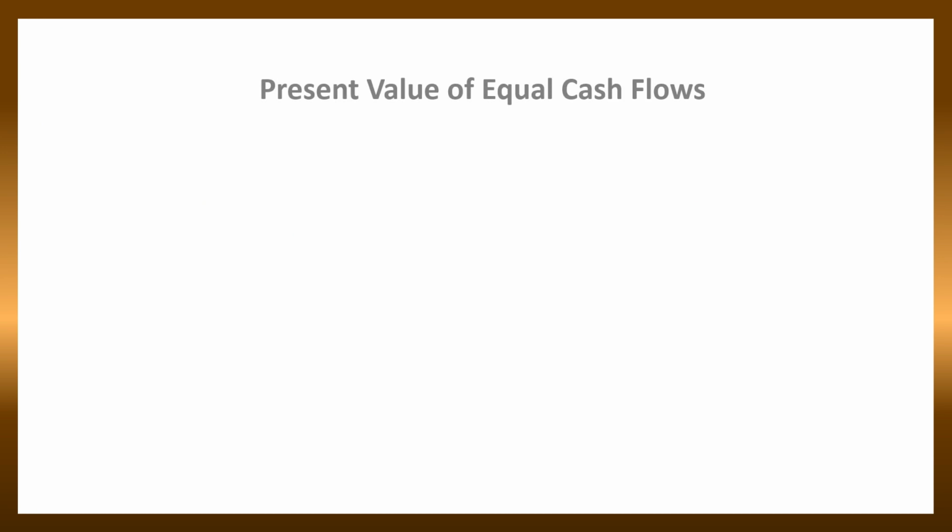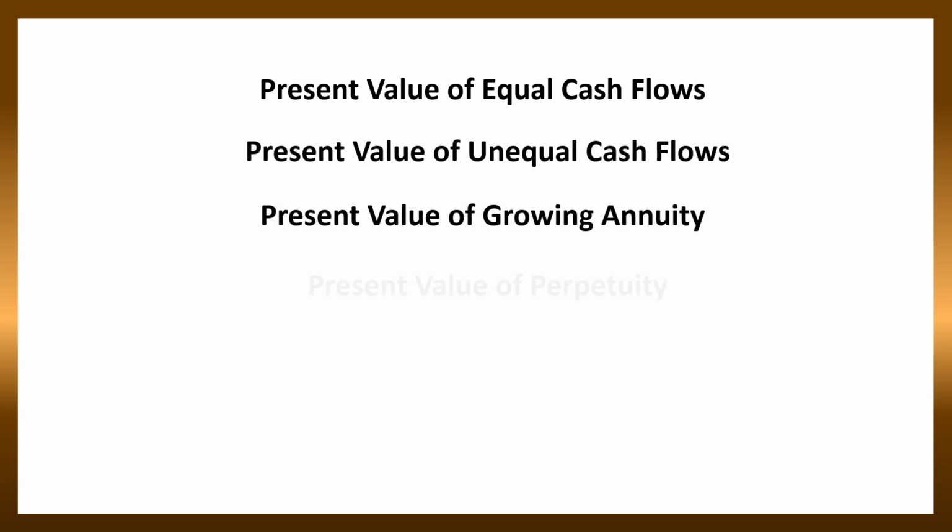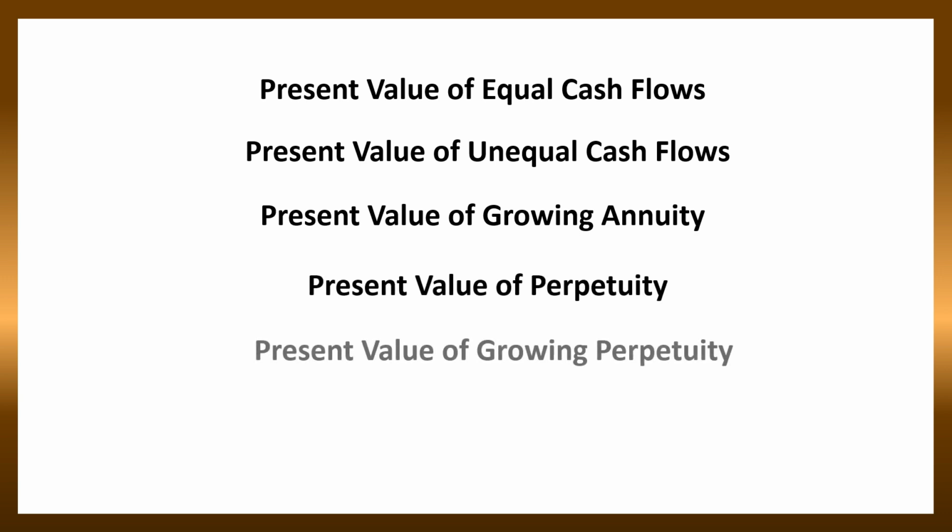So that is how we find out the present value of different forms of cash flows: when the cash flows are equal, when the cash flows are unequal, when the period is perpetual, when the annuity is growing, when the annuity is perpetual as well as growing, etc. Hope you understood the different cases of cash flows and how to find the present value in the different situations.